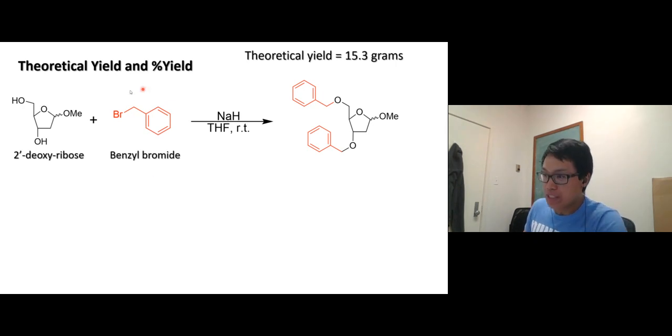So I'm adding benzyl bromide to 2-deoxyribose, adding a base, sodium hydride. We have THF, a solvent, tetrahydrofuran. RT, can anyone guess what RT stands for? Room temperature. So add the reagents, add a base, add a solvent, and let them react at room temperature. I want 2 moles of benzyl bromide to get onto these 2 oxygens. I calculated the theoretical yield of this reaction, at 100% yield, the maximum percent yield. I should get 15.3 grams.